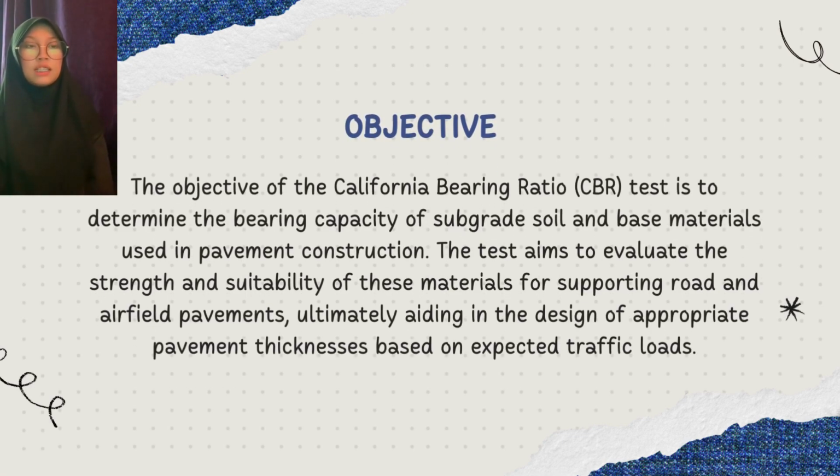Objective. The objective of the California Bearing Ratio (CBR) test is to determine the bearing capacity of subgrade soil and base material used in pavement construction. The test aims to evaluate the strength and suitability of these materials for supporting road and airfield pavement, ultimately aiding in the design of appropriate pavement thickness based on expected traffic loads.